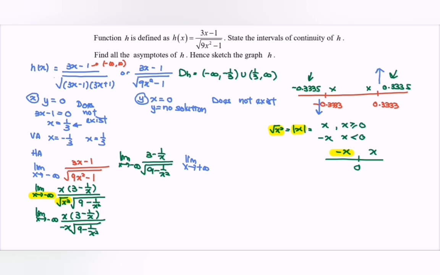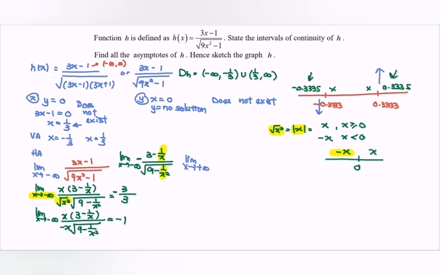So if we substitute the value negative infinity for this part, we will obtain 0. Same goes to this part, we will obtain 0. So as a conclusion, the value of y will be approaching 3 over the square root of 9, where we have the 3 as well. So do remember, here we have the negative. So the value of y will be approaching negative 1. That one is for the left hand side.